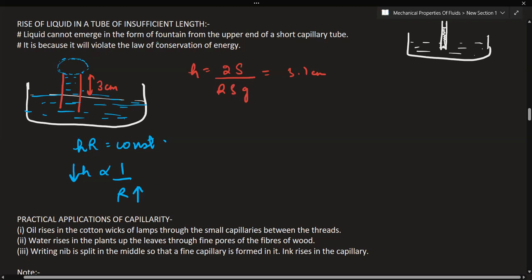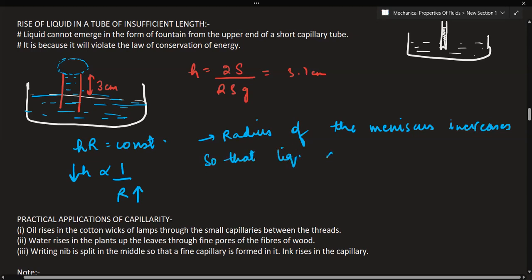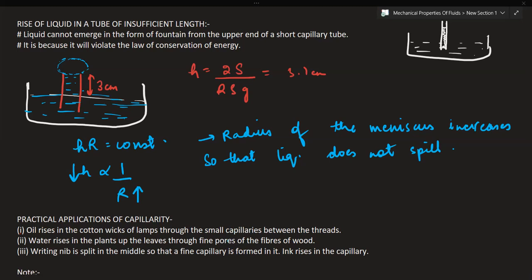All right, so it won't emerge in the form of a fountain from the upper end because it will violate the law of conservation of energy. So radius of meniscus increases so that the liquid does not spill. Radius of the meniscus increases so that liquid does not spill. Okay, and these are the applications of capillarity. So note this page as well. Okay, ma'am.